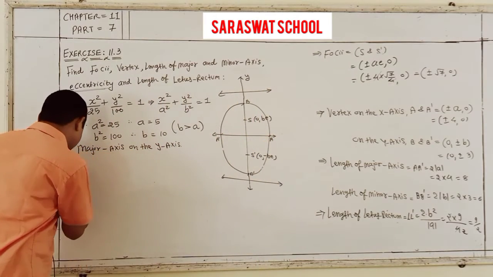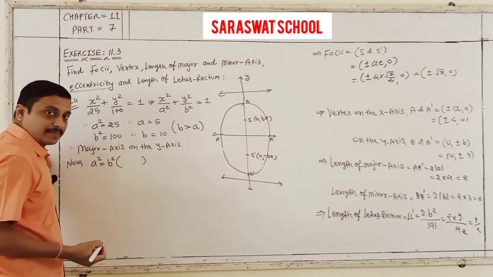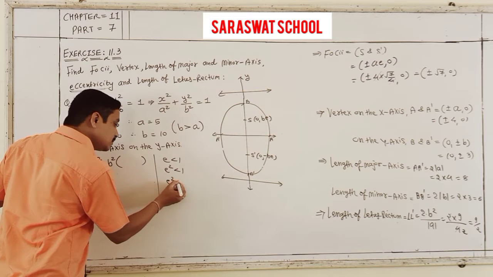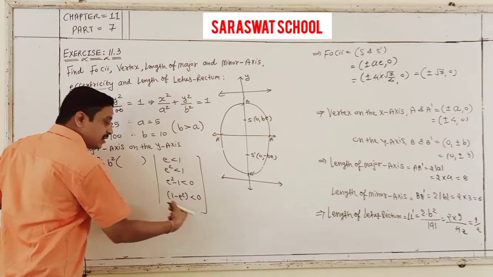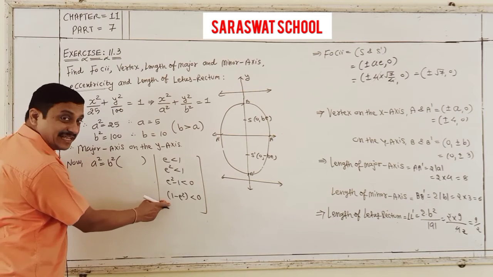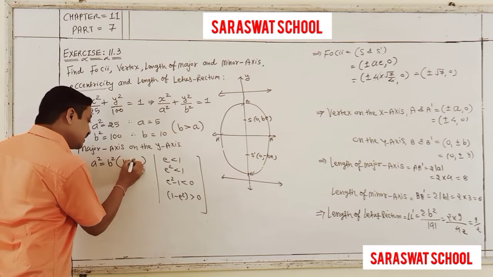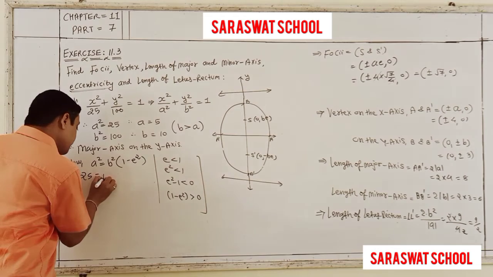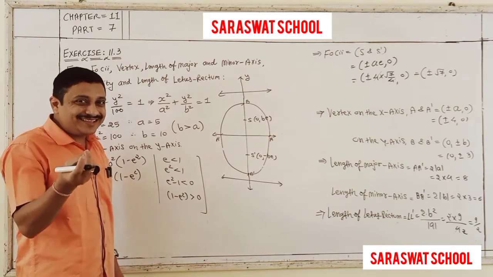Yes, for find out eccentricity. A square is equal to b square. Conditions: e less than 1, e square less than 1, 1 minus e square less than 0. Just minus multiply inside, then it is less than, I write down greater than. And that's the case, 1 minus e square. So a square 25, b square 100. And you calculate value of e easily.